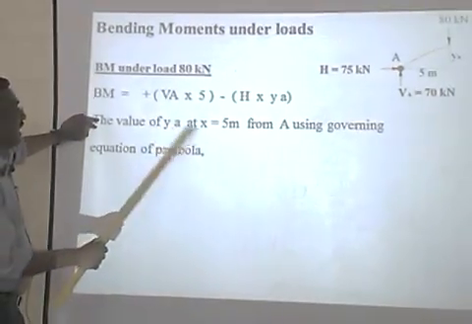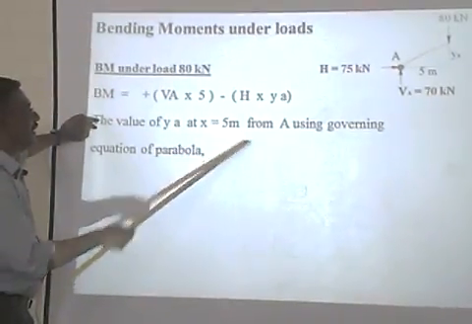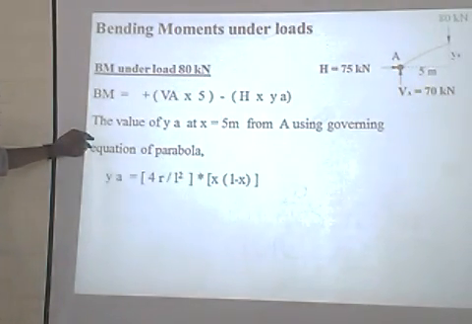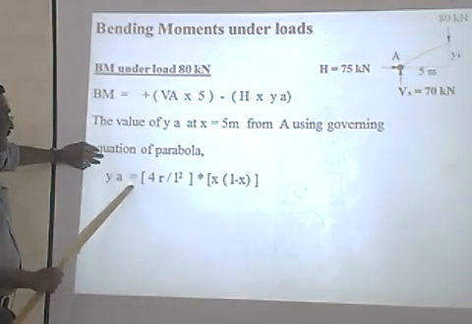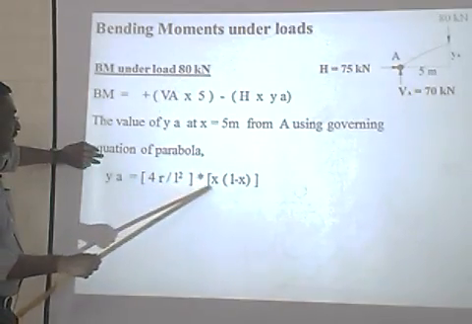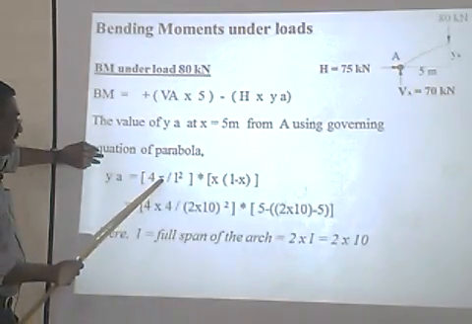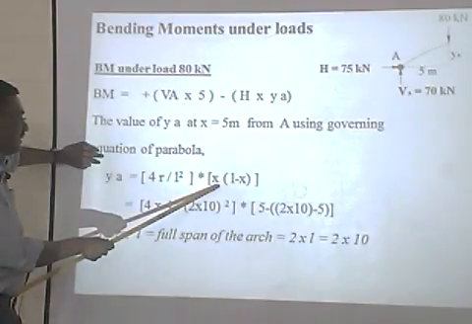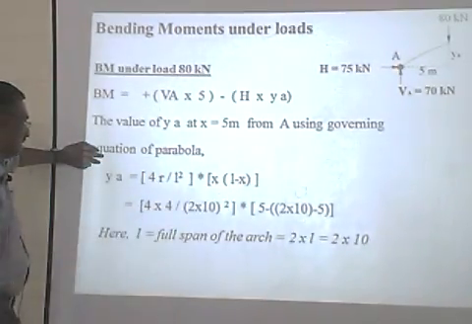The value of YA at X equal to 5 meters from A may be found from the governing equation of a parabola. The governing equation of a parabola is given as 4R by L square into X into L minus X, where R is the rise, L is the whole span of the arch, and X is the required X distance.